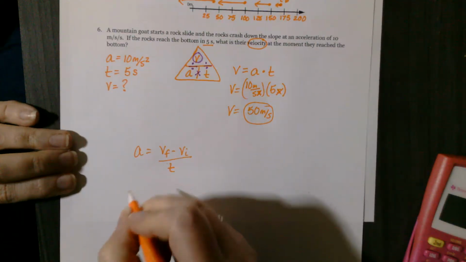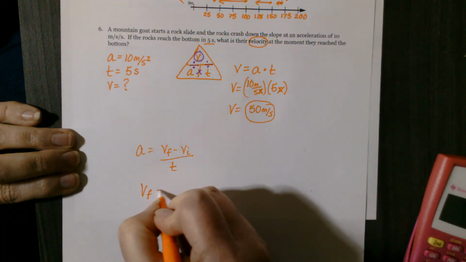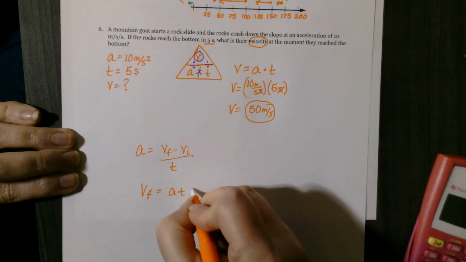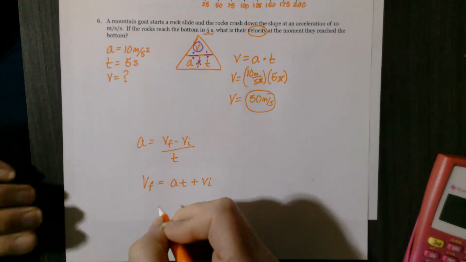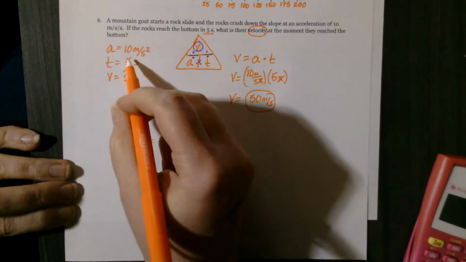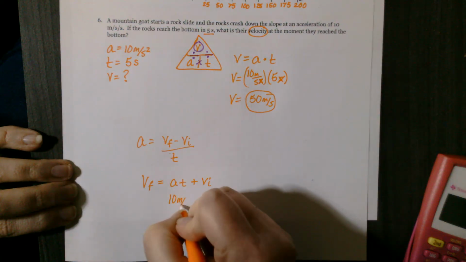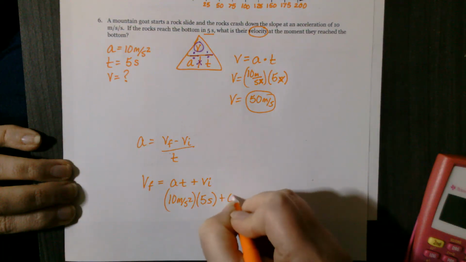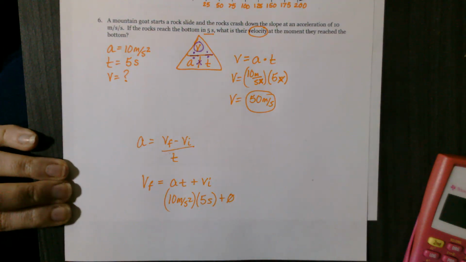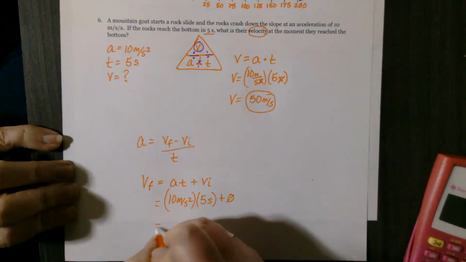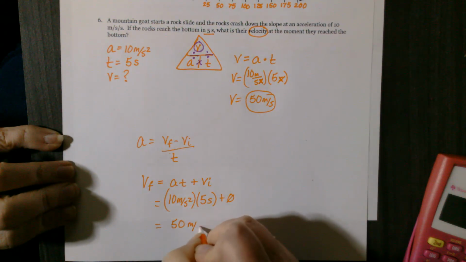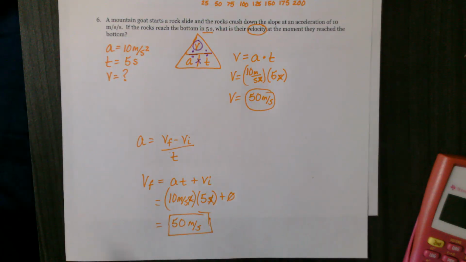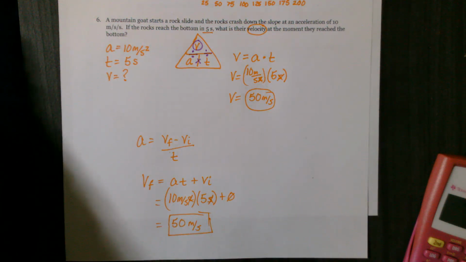So to shuffle this, it is vf equals at plus vi. My acceleration is 10 meters per second squared. My time is 5 seconds, and my vi is 0 because it was at rest. So I am still left with 50 meters per second. Both ways work. Okay. I hope you learned and are able to study a little bit for this.